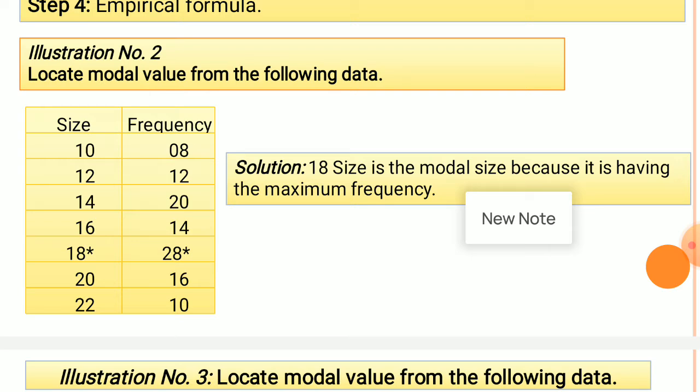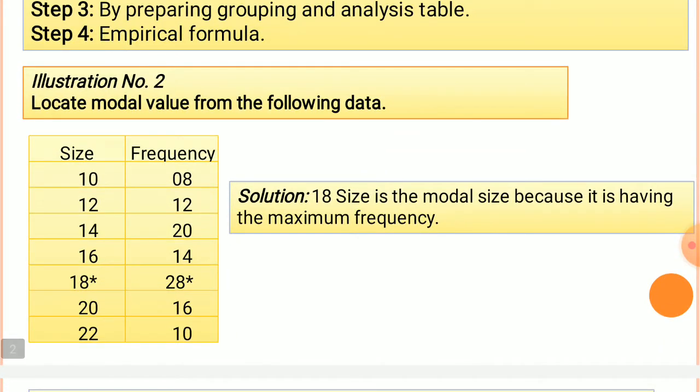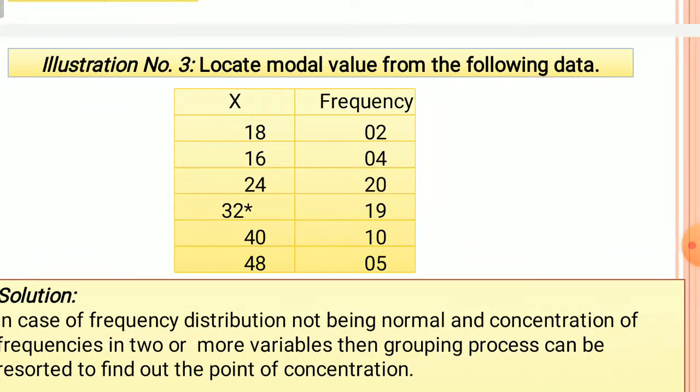Therefore, by observation, we can locate the modal value, which is the value having the highest frequency. That value is called the modal value. So 18 is called the modal value because it has the highest frequency. This is the first method, in which we can locate the modal value just by observation.